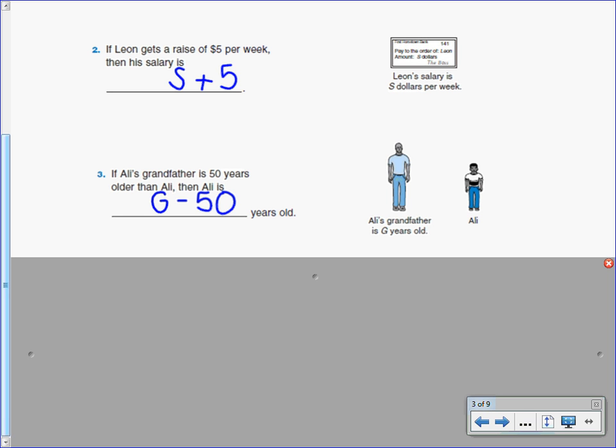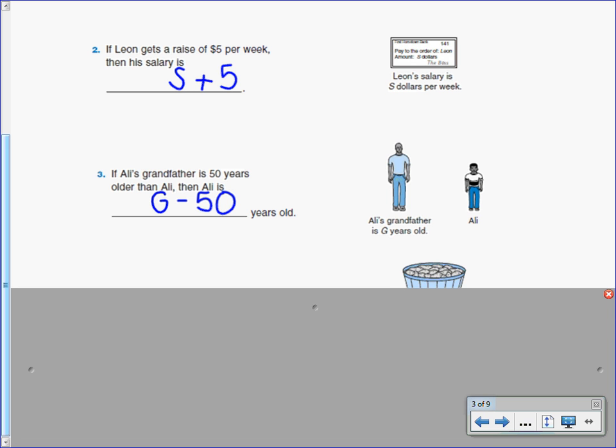So if Ollie's grandfather is 60 years old, how old is Ollie? 10. Maybe it's a couple years later. Ollie's grandfather is now 68 years old. How old is Ollie? So if he was 97, he would be 87. No, 40. 27. Okay. I think there might be one more.